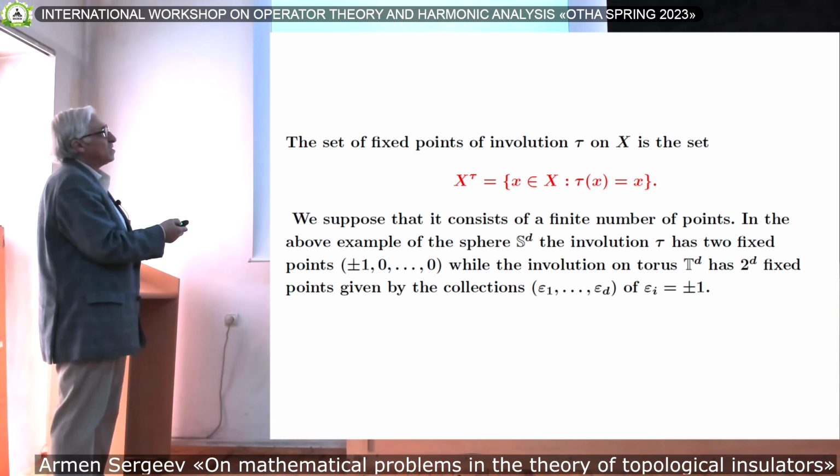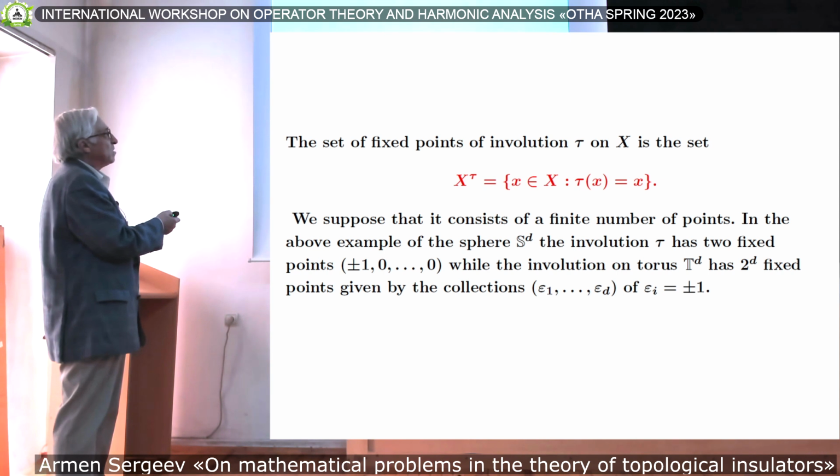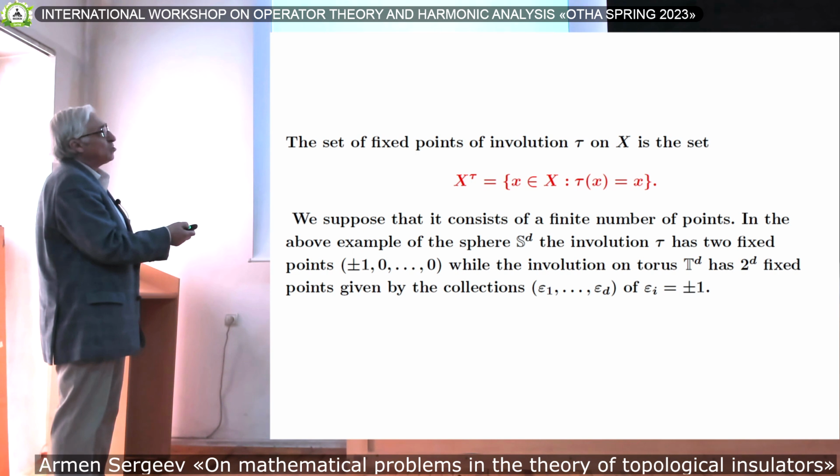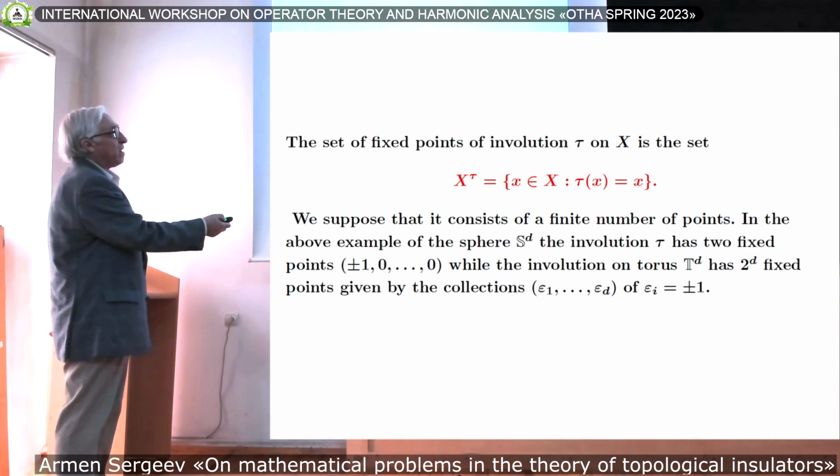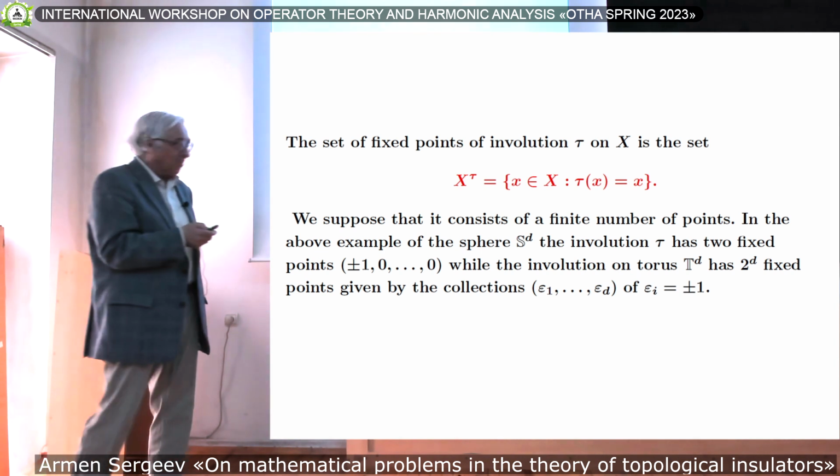In the above example of the sphere, the involution has just 2 fixed points, plus minus 1, and all others are 0. While the involution on the torus, T^d, has 2^d fixed points, which are given by these collections of epsilons, where each epsilon is plus minus 1.